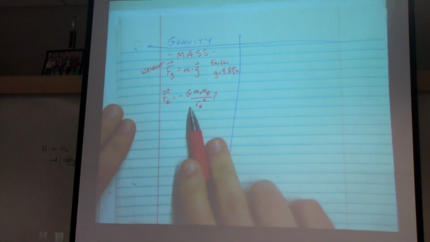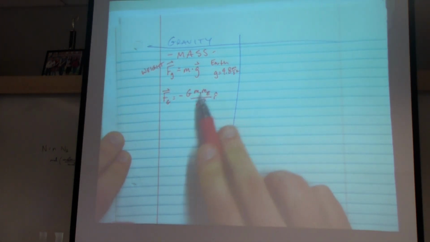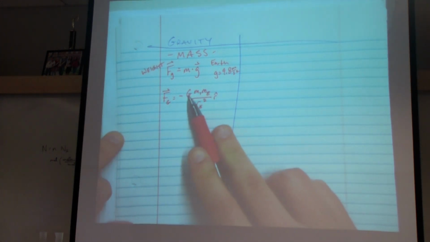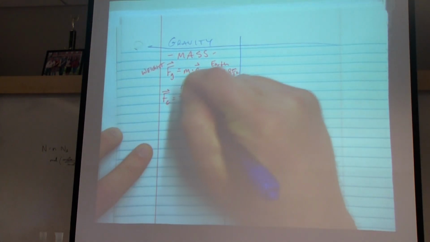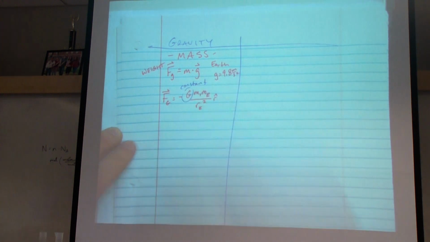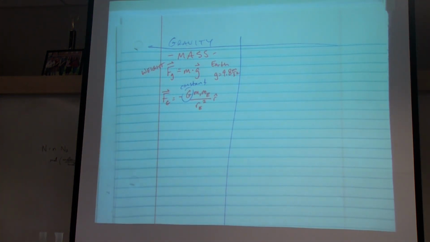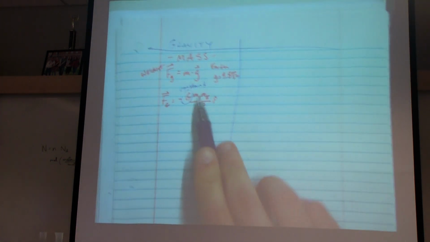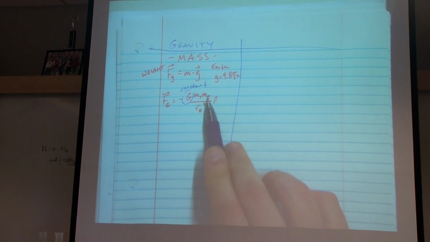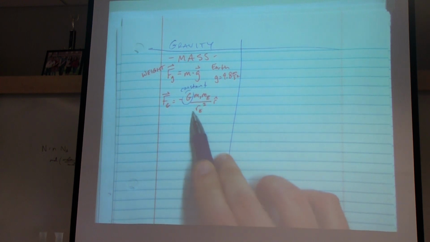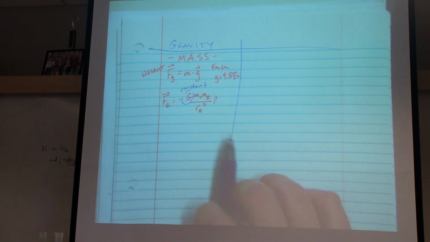So what this says, it looks like it spells gimme. Give me the answer. This is a constant. Basically it says that the force of gravity that exists between any two objects that have mass, or in this particular case, between an object and the Earth, is the mass of the object times the mass of the Earth divided by the radius of the Earth squared.